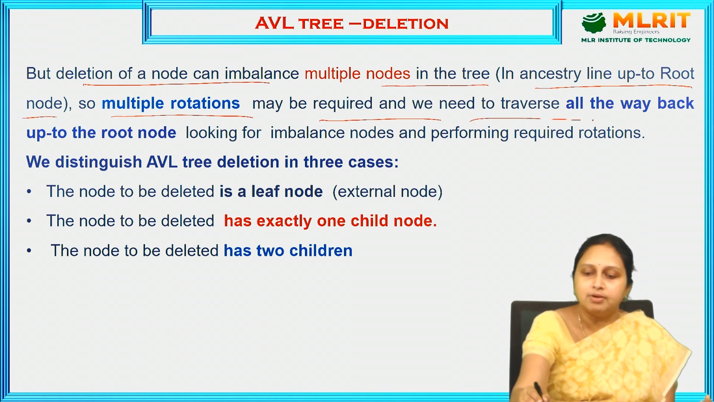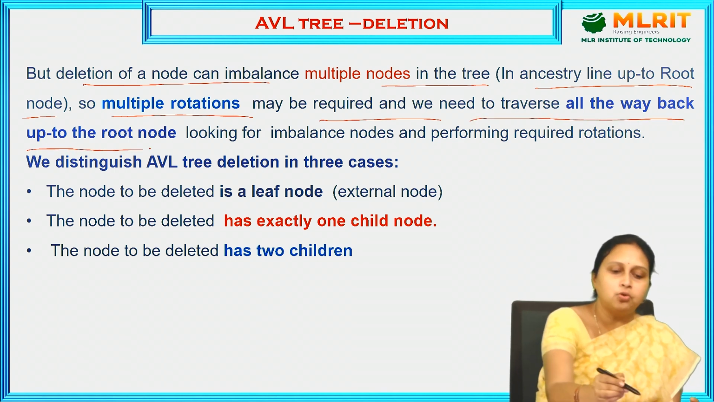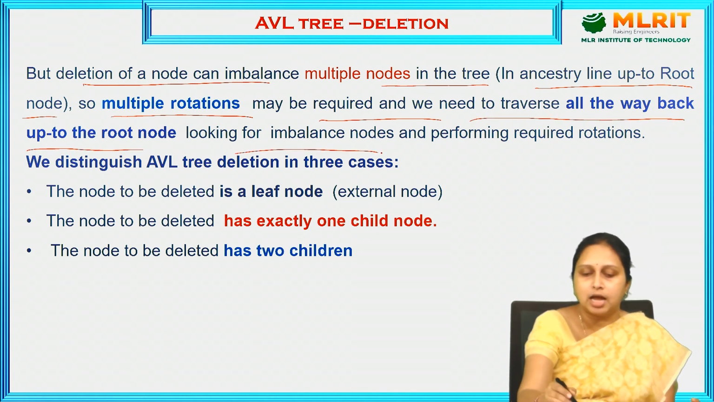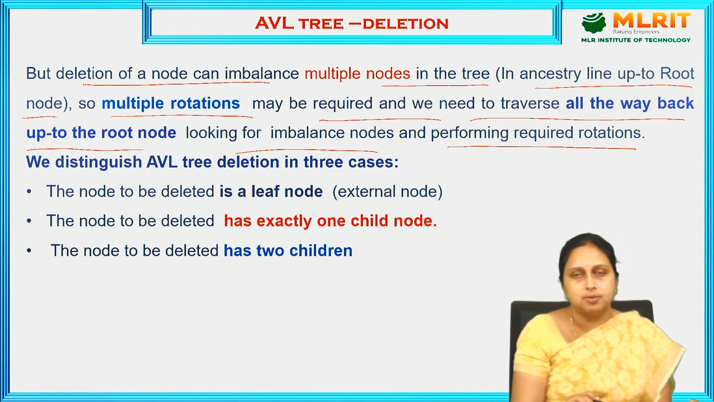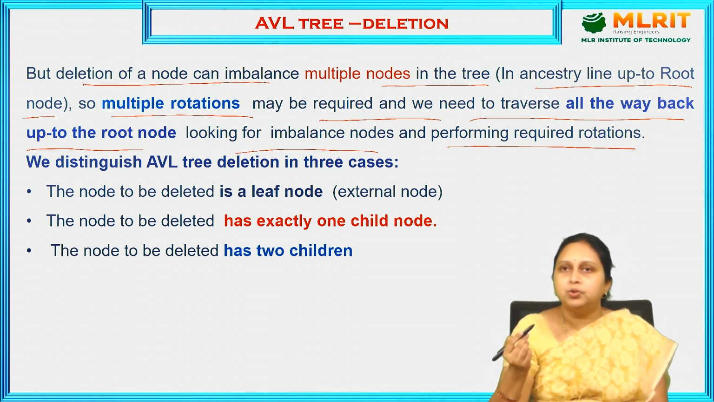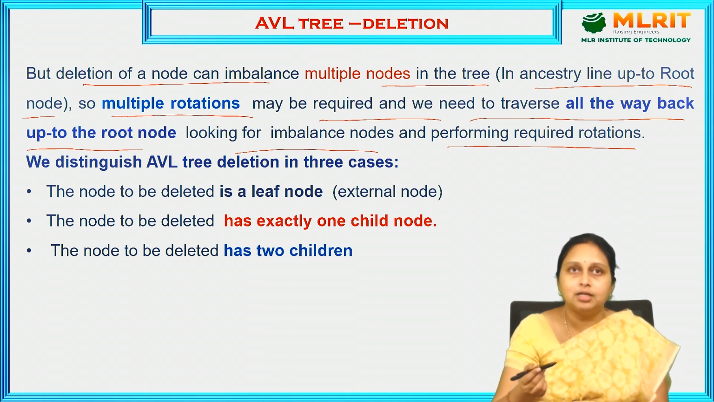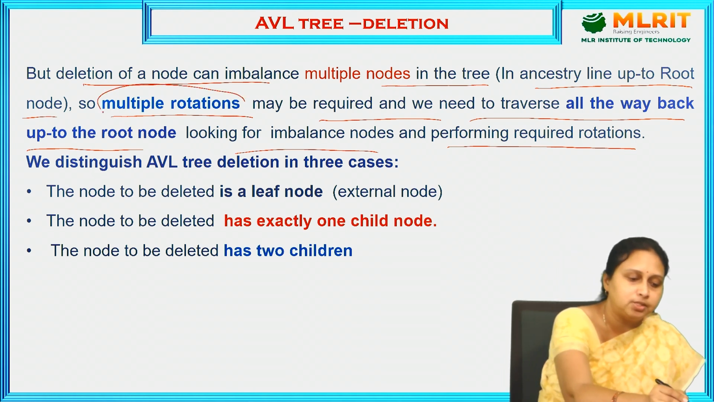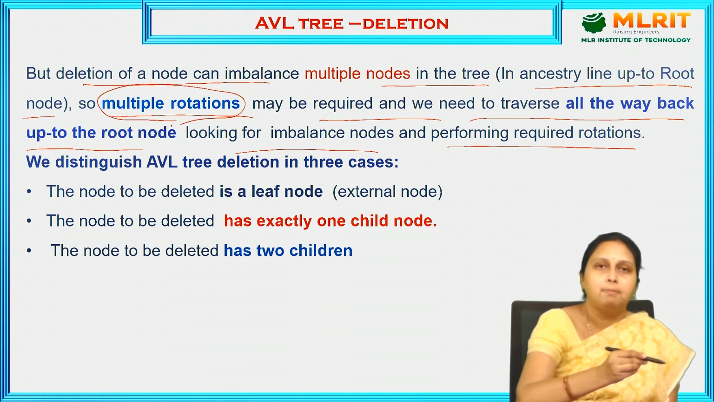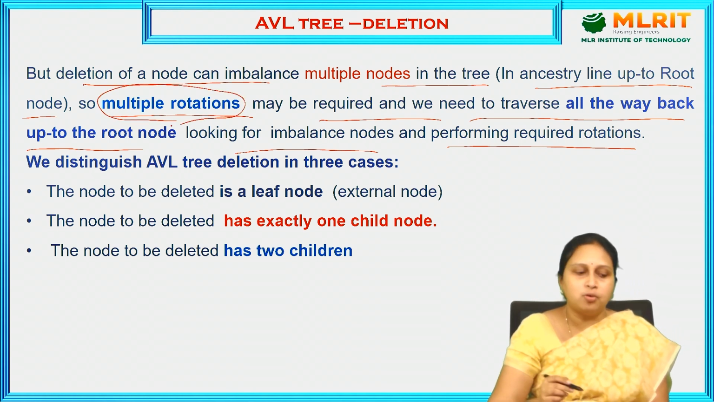We need to traverse all the way back up to the root node, looking for imbalanced nodes and performing the required rotations. While doing insertion, we perform only a single or double rotation, and while doing deletion, you may require multiple rotations to make the AVL tree balanced.